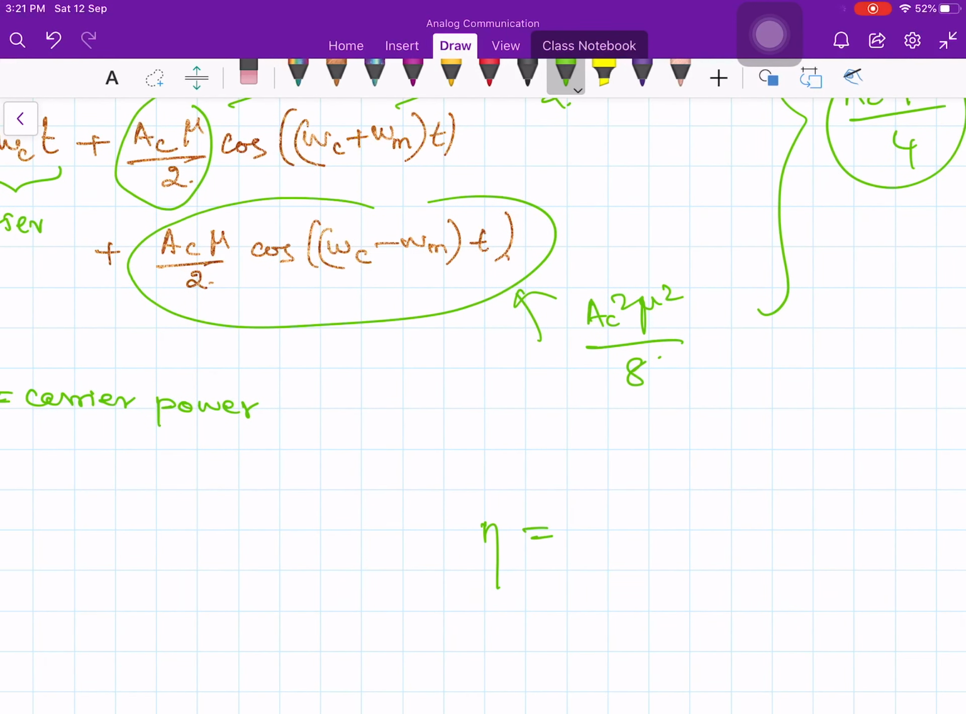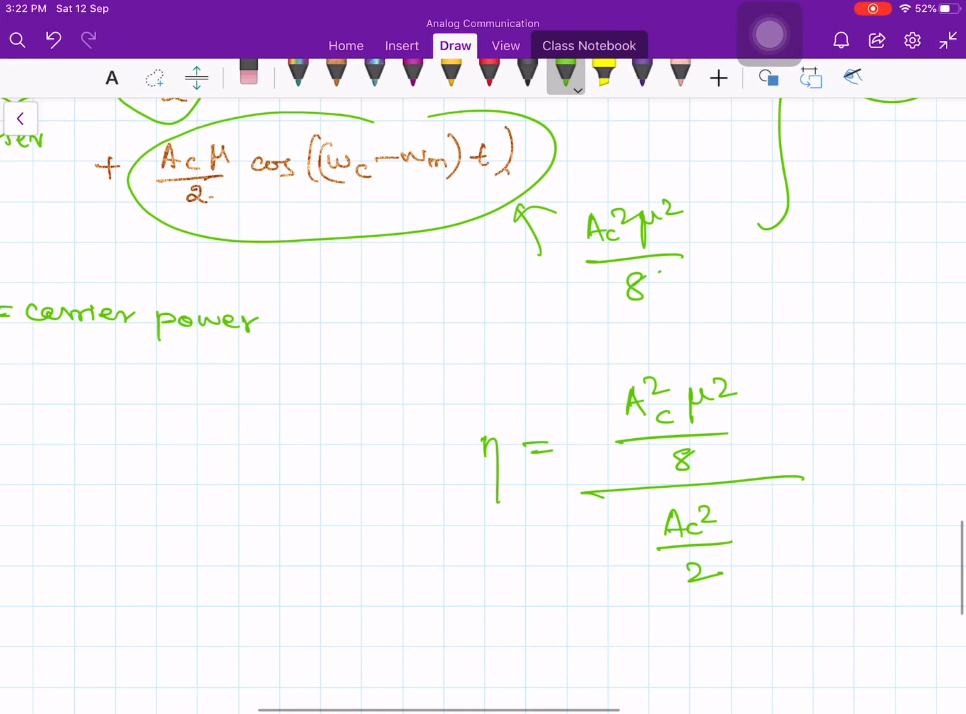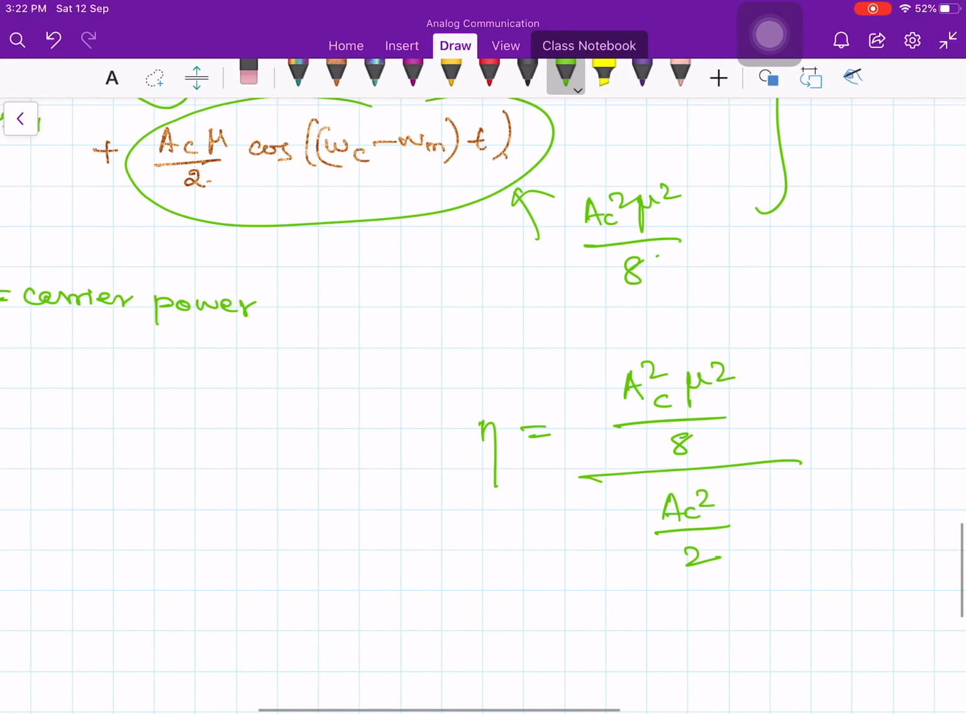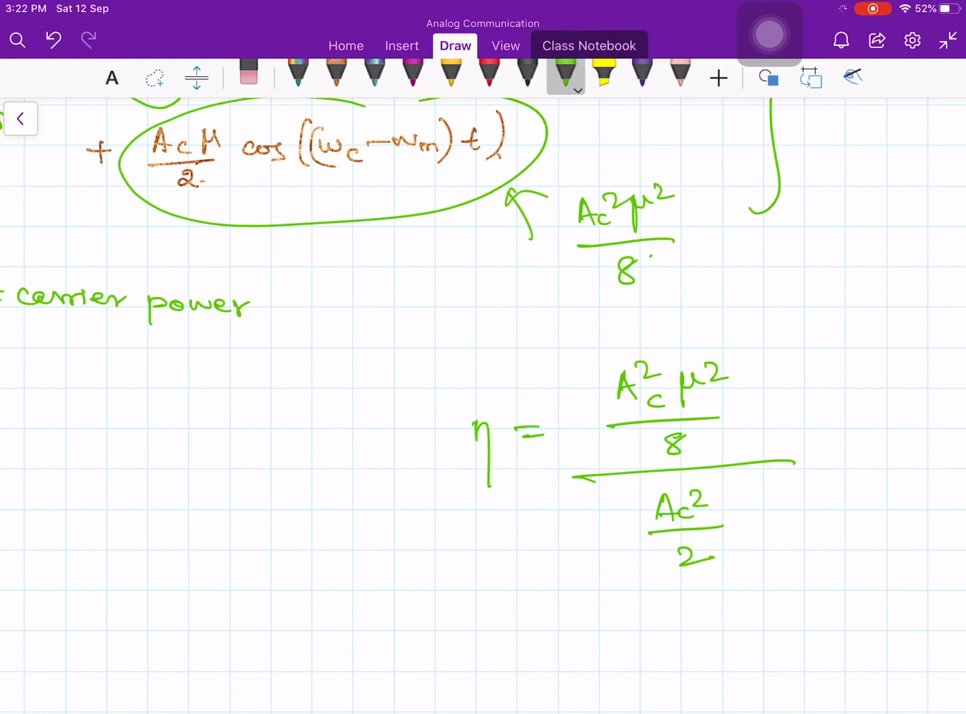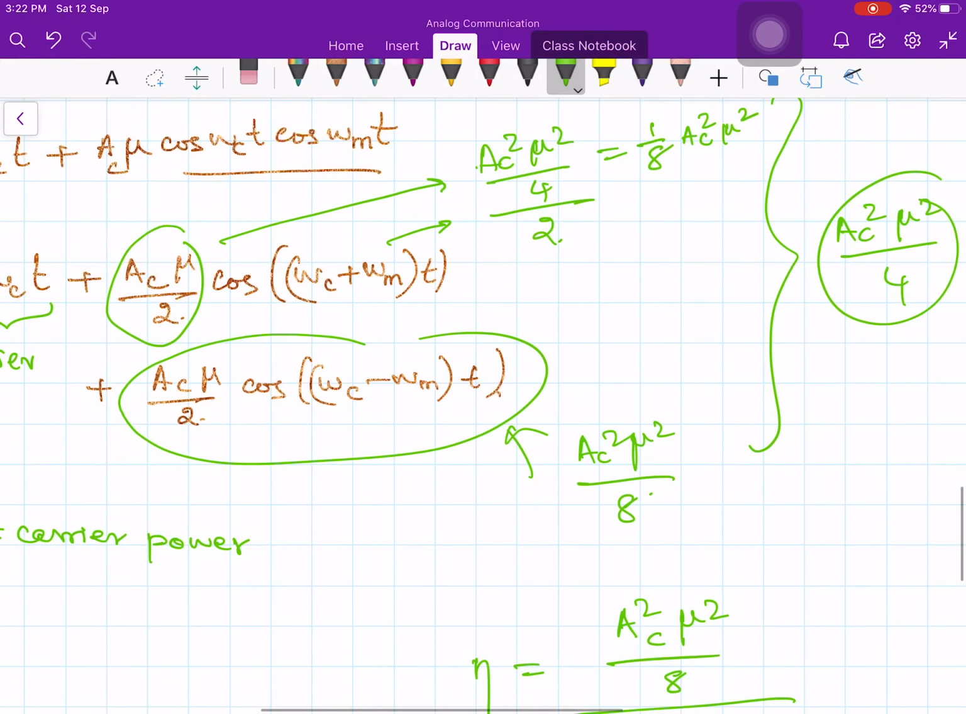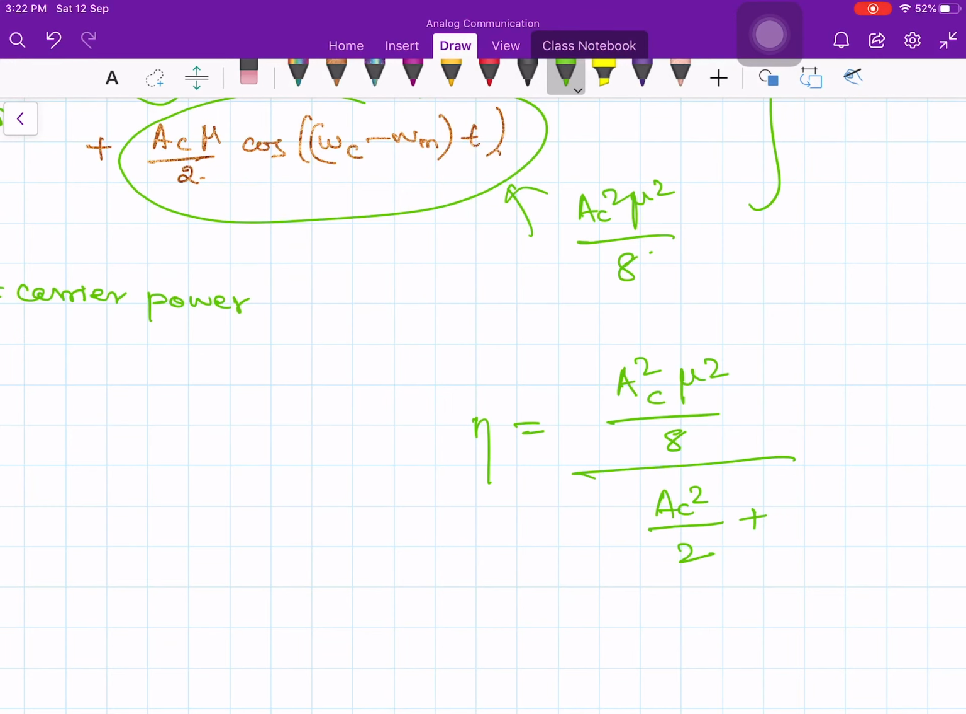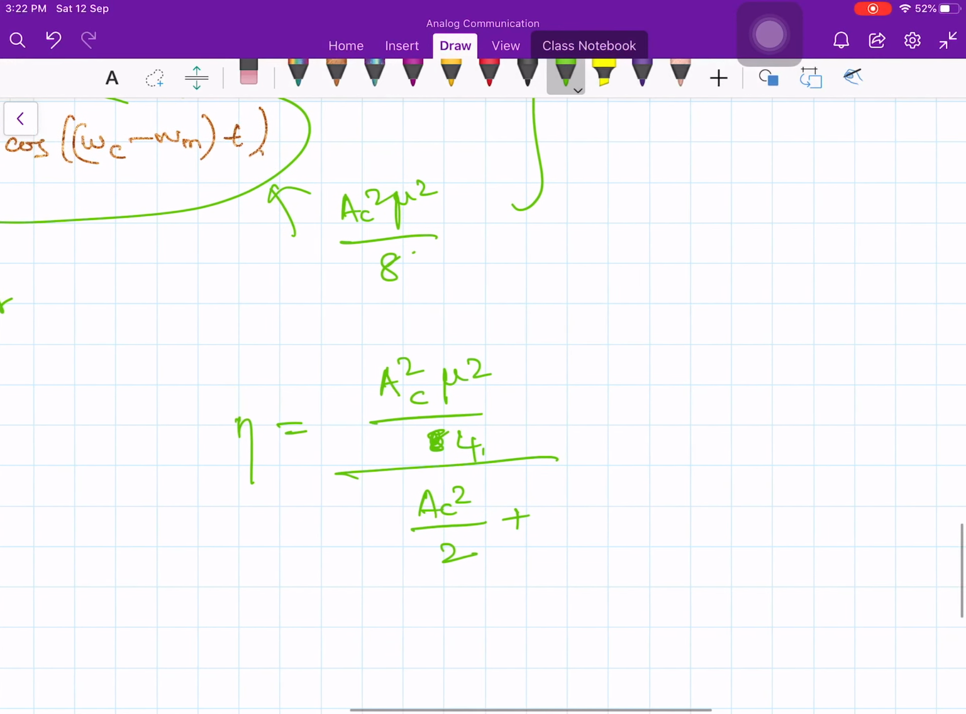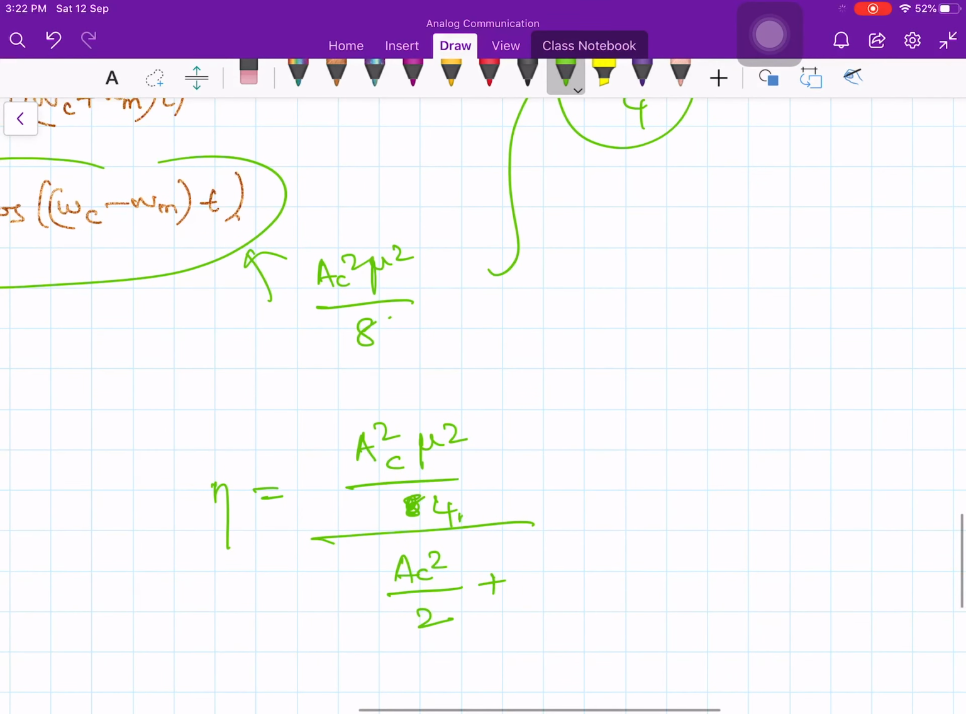The efficiency is equal to useful power. How much? A_c squared mu squared by 4 divided by total power, right? So A_c squared by 2 plus, now this is 2, right? 4, because the useful power is 4 here. Okay, the numerator is 4.